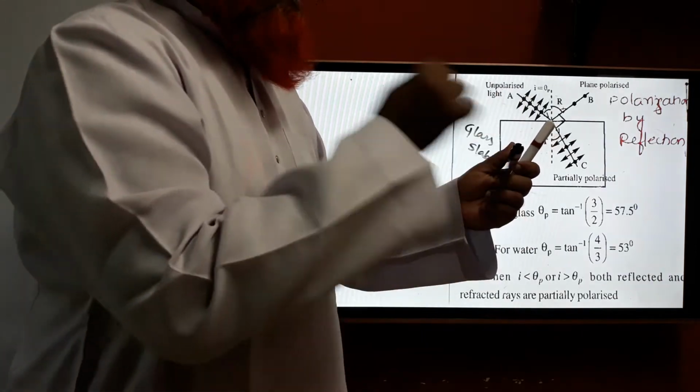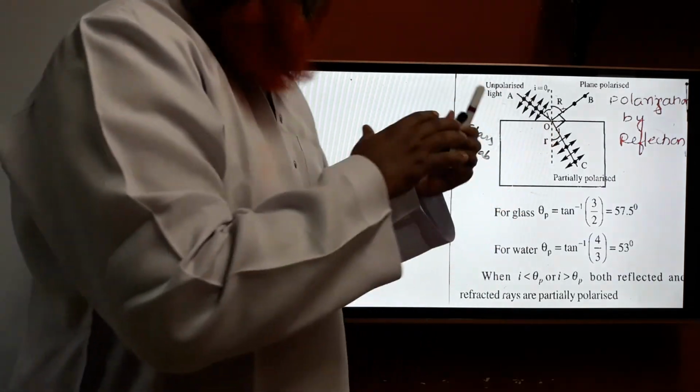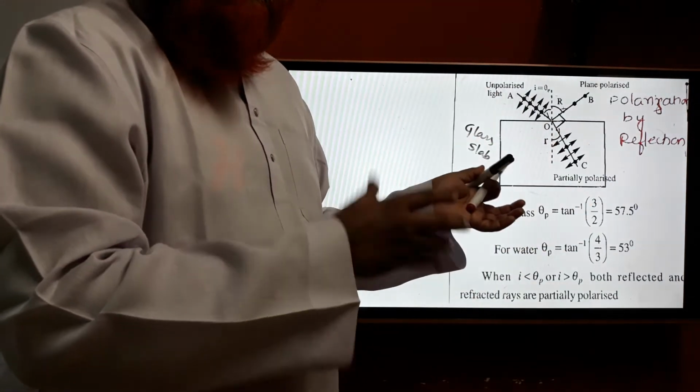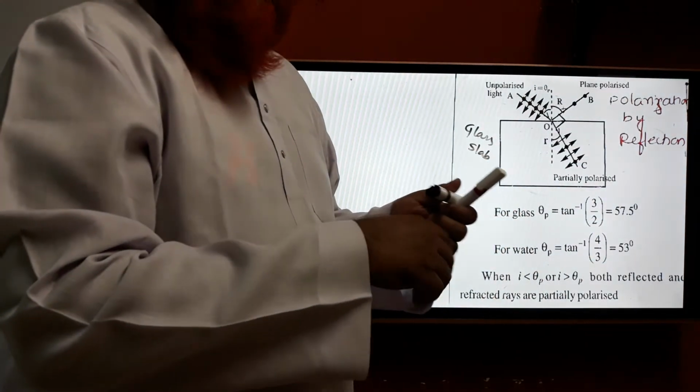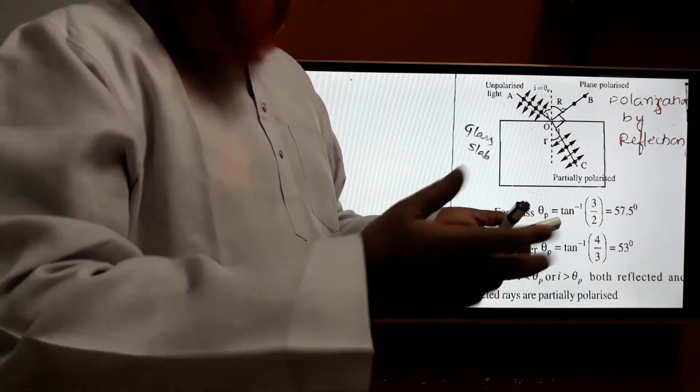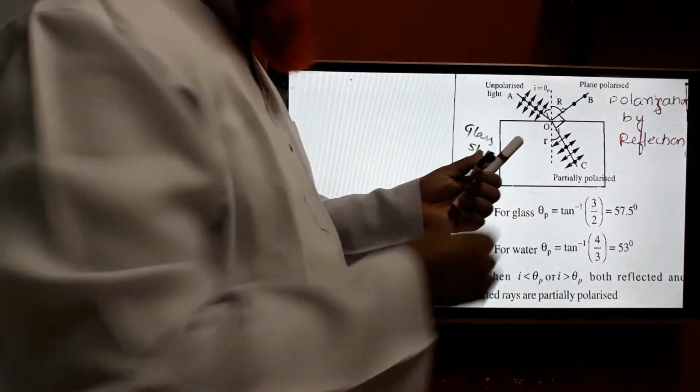To filter one type of wave, there are many methods, like using a tourmaline crystal, using a glass slab, using a Nicol prism. There are many methods. I'll discuss them one by one. So here, this is the reflection process. What is happening? Let us see here.